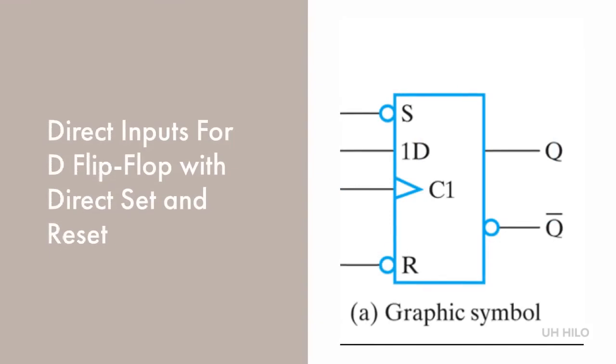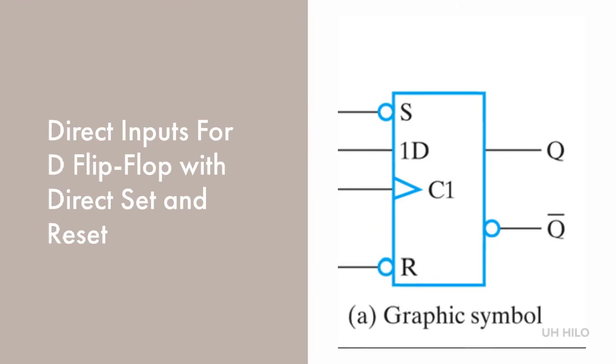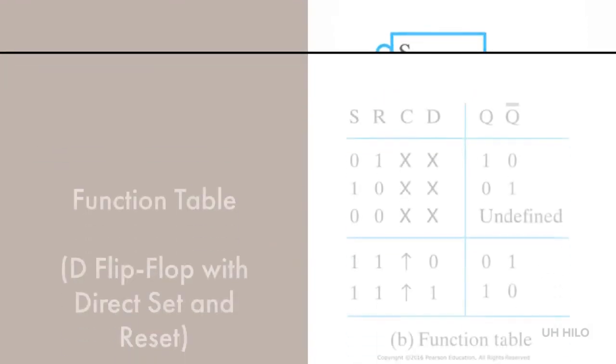Flip-flops often provide special inputs for setting and resetting them asynchronously, that is, independent of the clock. The inputs that asynchronously set the flip-flop are called direct set or preset. The inputs that asynchronously reset the flip-flop are called direct reset or clear. When the power is turned on in a digital system, the state of the flip-flops can be anything. The direct inputs are useful for bringing flip-flops in the digital system into an initial state.